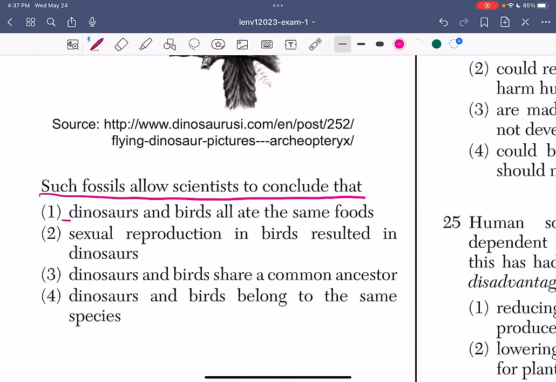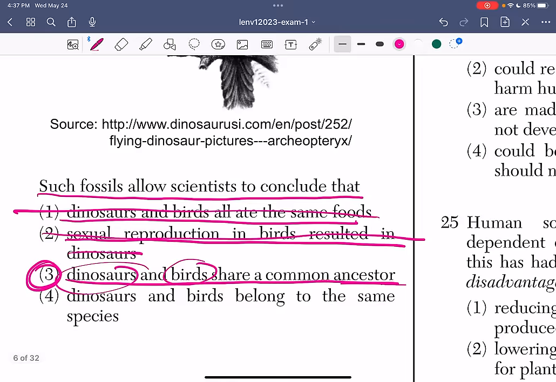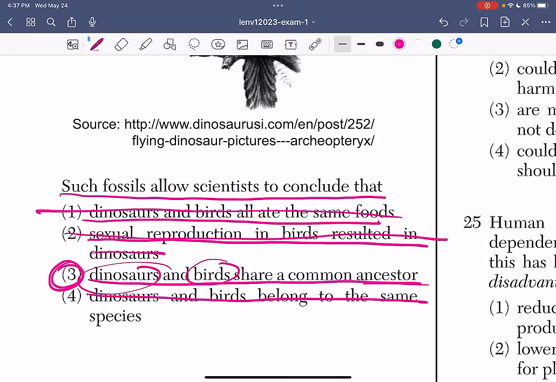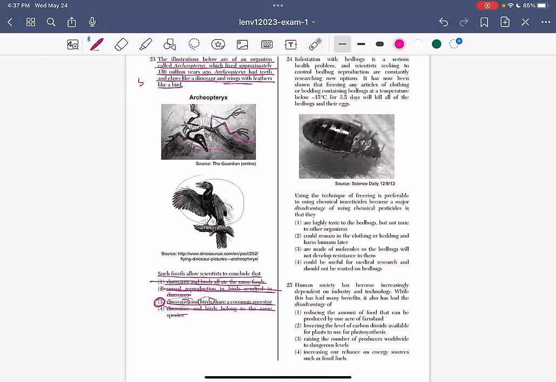Okay. Dinosaurs and birds all ate the same food. Absolutely not. Sexual reproduction in birds resulted in dinosaurs. That's silly. Dinosaurs and birds share a common ancestor. Dinosaurs and birds belong to the same species. So, sorry. Let me erase this. I didn't mean to cross out three. It's definitely three because dinosaurs and birds share a common ancestor if they have very similar characteristics. Birds have feathers and dinosaurs have feathers, so they must have a common ancestor. Dinosaurs and birds do not belong to the same species, but they can have a common ancestor. So for 23, the best choice is three.